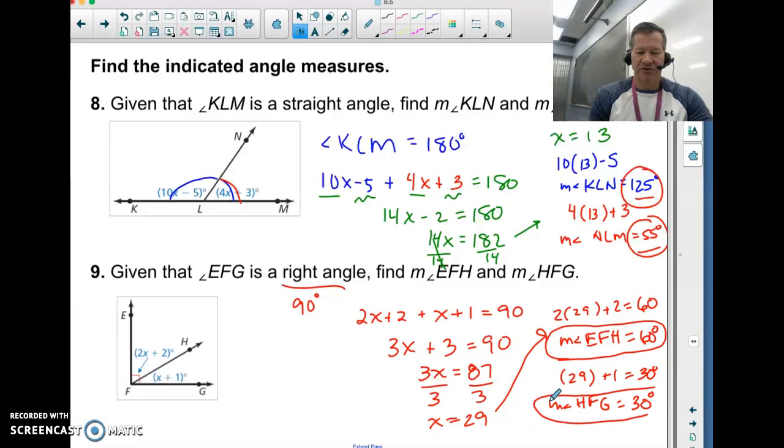And there are your two practice problems from example 4. Hopefully that made sense to you.